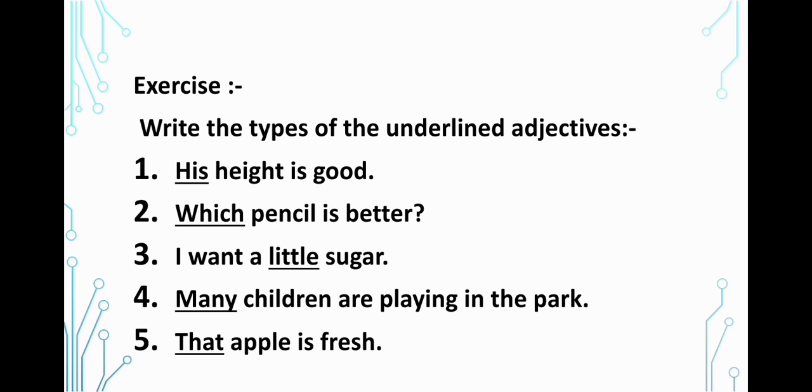Let's see the third one, I want a little sugar. So the word little is showing the quantity of a noun and it is also answering the question how much. So the correct answer will be adjective of quantity. Fourth one, many children are playing in the park. So adjective of number is the correct answer of this question. Now let's see the fifth one, that apple is fresh. So the word that is demonstrative adjective because it is pointing to a noun.